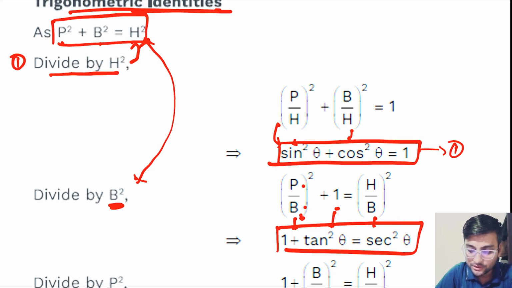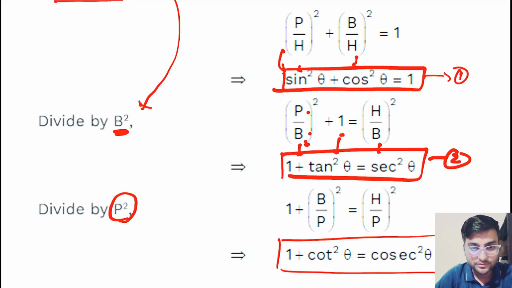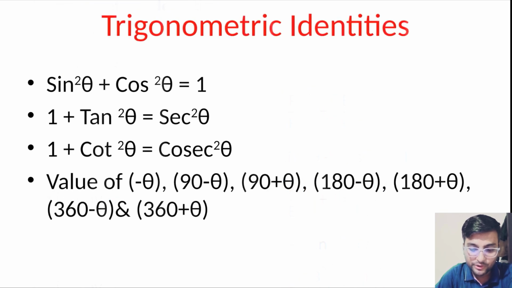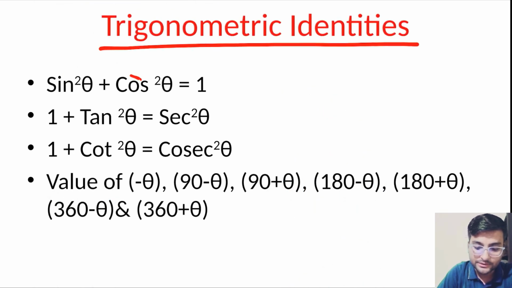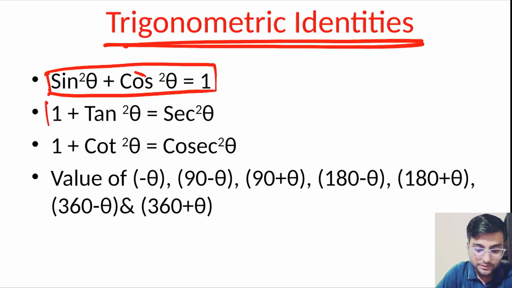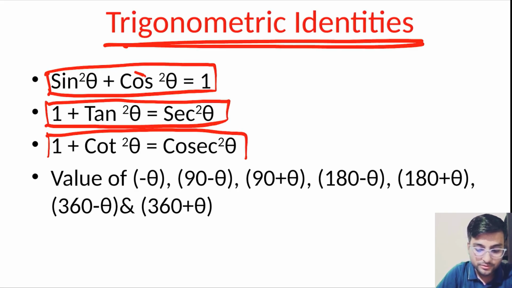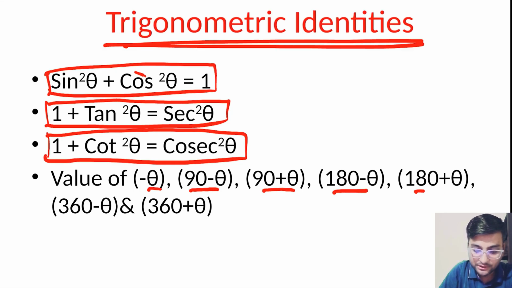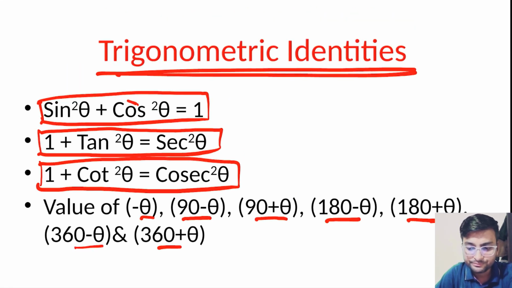This is the second equation, second identities, and the third identity is this one, by dividing with p square. Okay, now next I am going to the trigonometric identities. Here again the same formulas are there, sin square theta plus cos square theta is 1, 1 plus tan square theta is sec square theta, and 1 plus cot square theta is equal to cosec square theta. The value of theta can be 90 minus theta, 90 plus theta, 180 plus theta; any one of these values can be there.